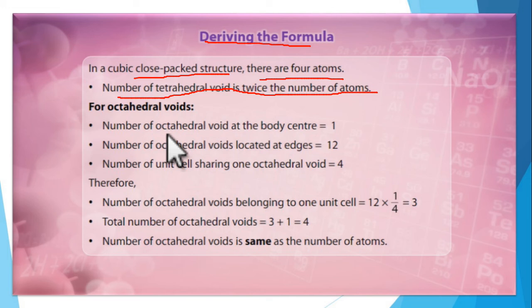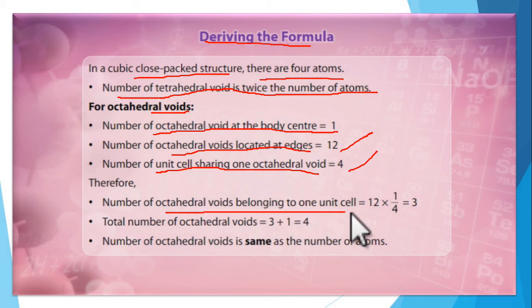For octahedral wires, the number of octahedral wires at the body center is equal to 1. Number of octahedral wires located at the edges is 12. Number of unit cells sharing one octahedral wire is equal to 4. Therefore, number of octahedral wires belonging to one unit cell is equal to 12 multiplied by 1/4, which is 3. Total number of octahedral wires is equal to 3 plus 1, which is 4. Number of octahedral wires is the same as the number of atoms.